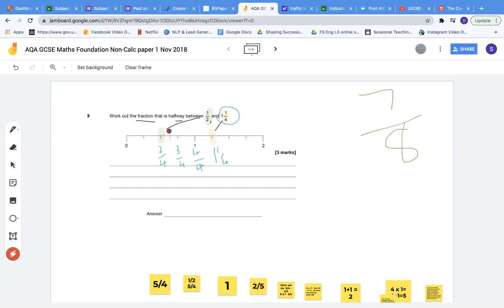Yes, it is. Hold on. Listen carefully. The halfway point between a half and 1 1/4, between these two. Is it the halfway point here? No, it's not.